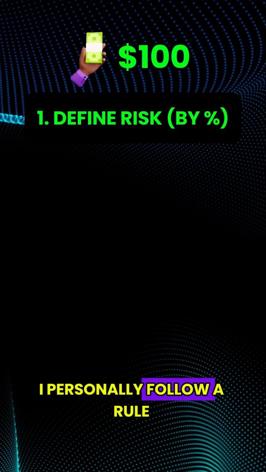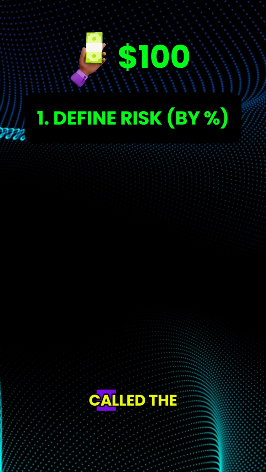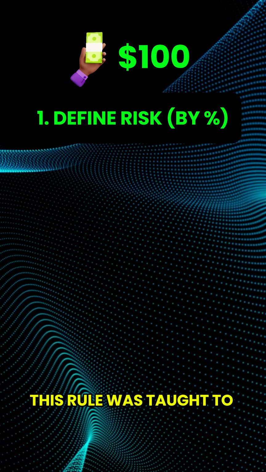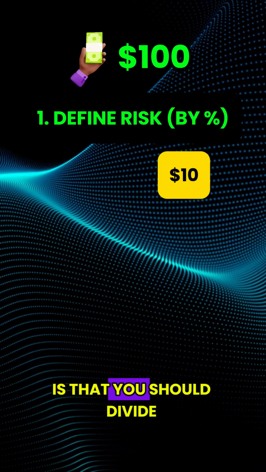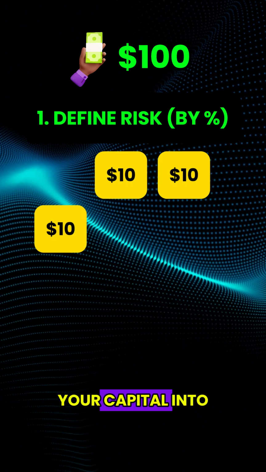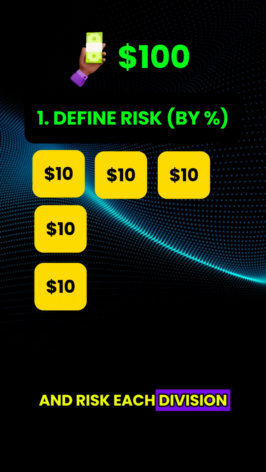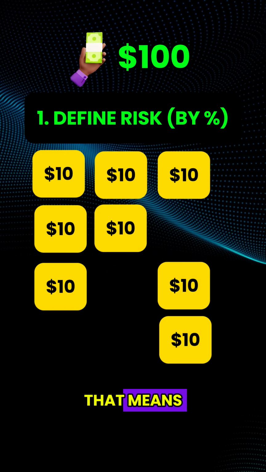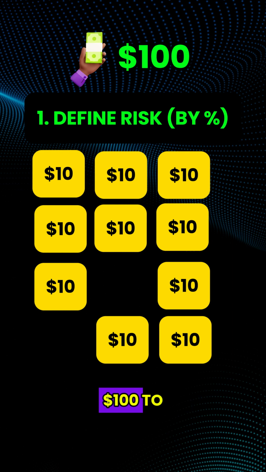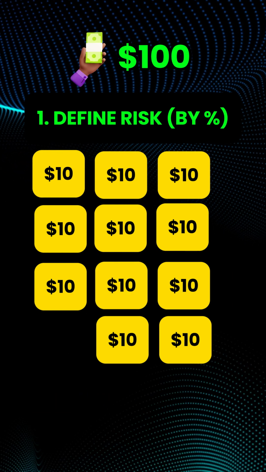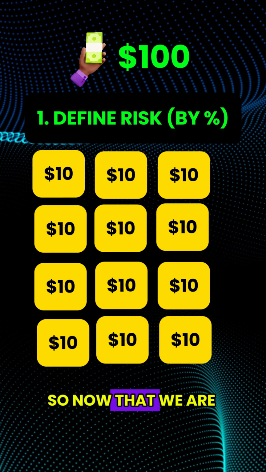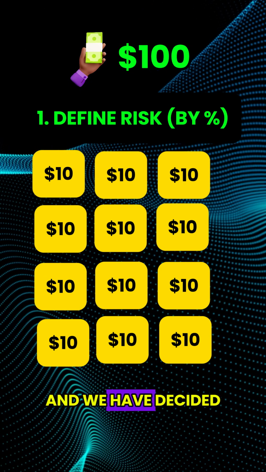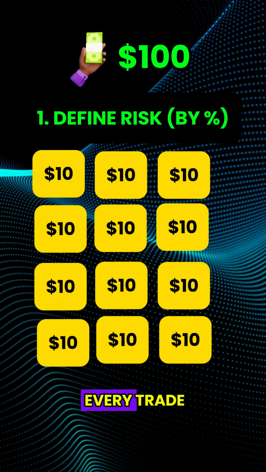I personally follow a rule called the 10-trade rule. This rule was taught to me by my mentor. And what this rule is basically all about is that you should divide your capital into 10 places and risk each division of your capital. That means if you are using $100 to trade with our signal, you should risk $10 on every trade you take.